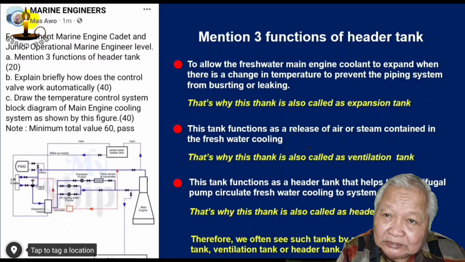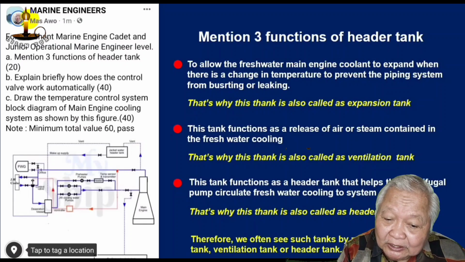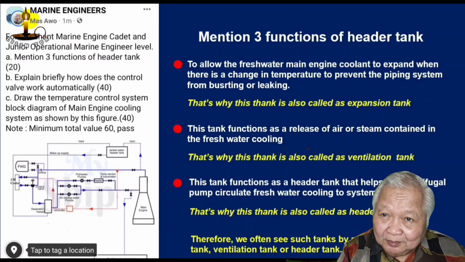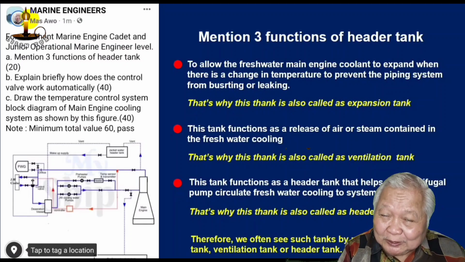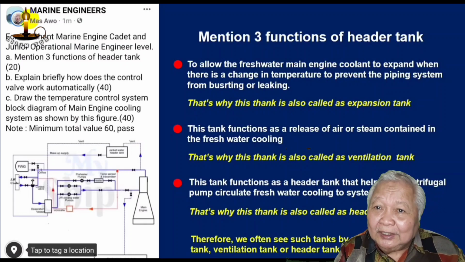That's why this tank is also called an expansion tank. The heater tank is the same as the expansion tank, just a different name, but the name is related to its function.